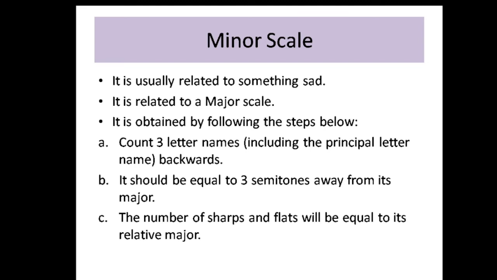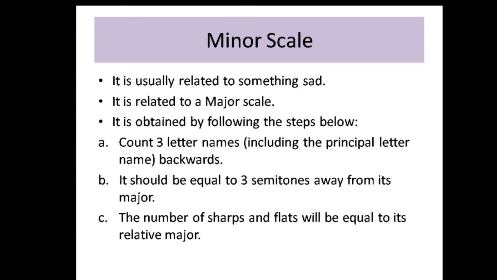How do we get a minor scale? By following these 3 steps below. We always count 3 letter names including the principal letter backwards. So in this case, if the principal is C, if we count backwards 3 letter names, we're going to get C, B and A. So your A is related, the first point, your A is related to a C.